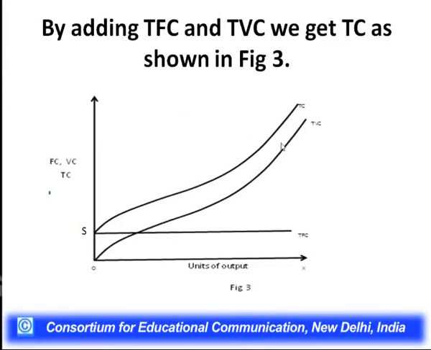And by adding TFC and TVC, we have got the total cost curve. So you see, this is the total fixed cost, this is the total variable cost curve, and by adding these two we get the total cost curve. The difference between TC and TVC vertically will be the same because it includes the fixed cost which is constant.